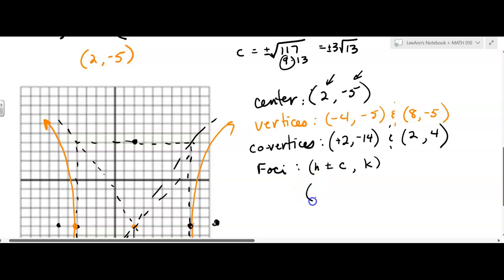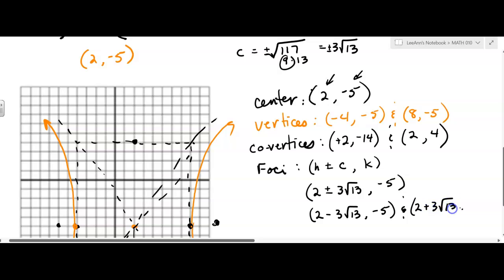So ours are going to be 2 plus or minus, I'll just use the plus or minus, 3 times the square root of 13, comma, negative 5. And if you want to write them separately, you can. 2 minus 3 square root 13, comma, negative 5. And then the other one is 2 plus 3 times the square root of 13, comma, negative 5.